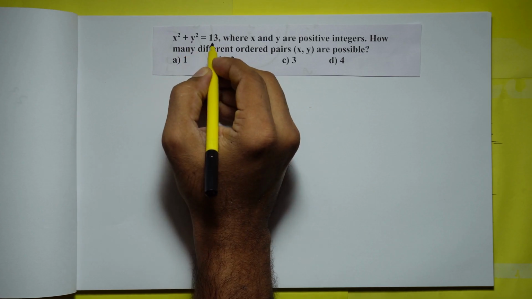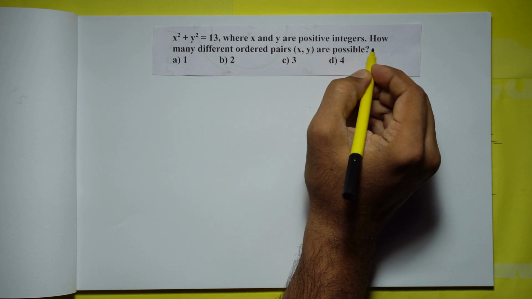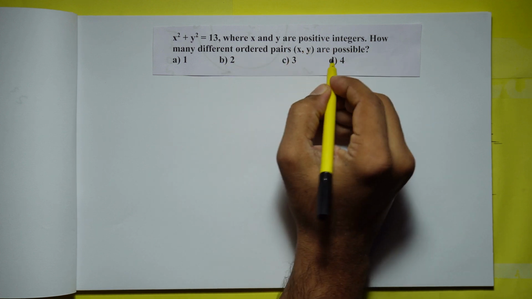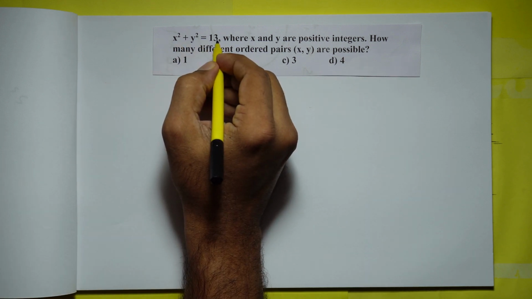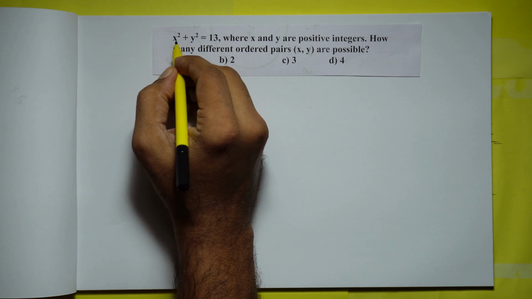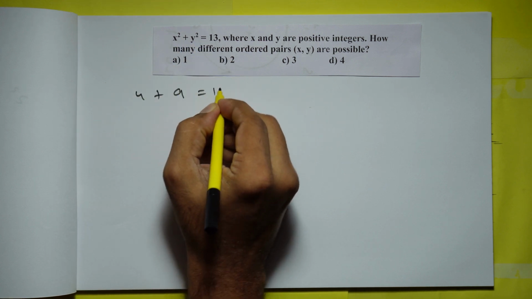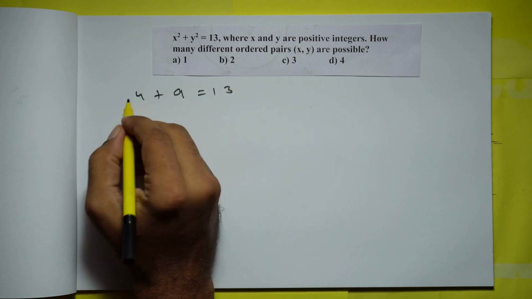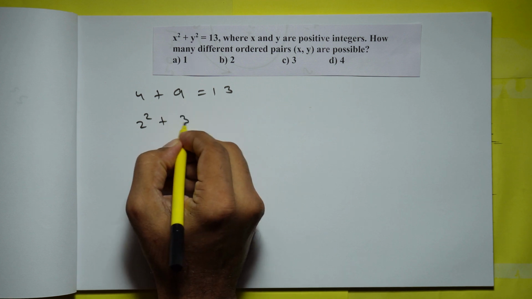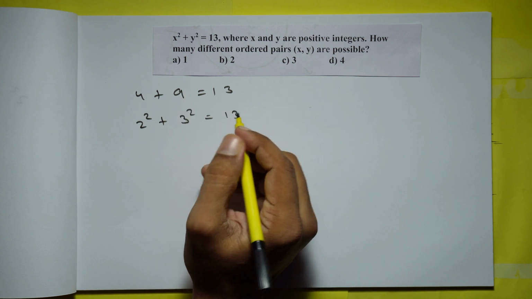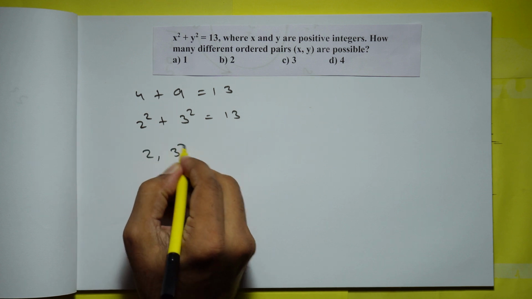x square plus y square is 13, where x and y are positive integers. How many different ordered pairs (x, y) are possible? Now x square plus y square is 13. So the only possible values for x square and y square are 4 plus 9 is equal to 13, and they can be interchanged also. So 2 square plus 3 square is equal to 13. So possible values of x and y are 2 and 3.